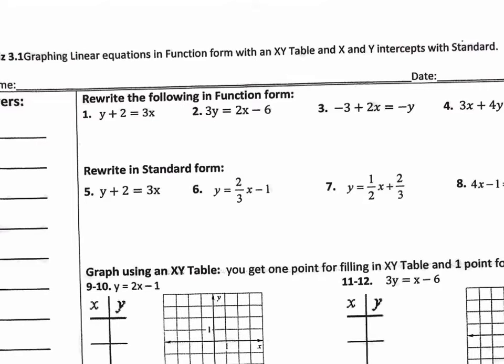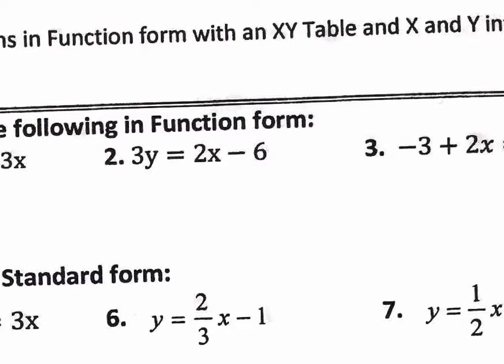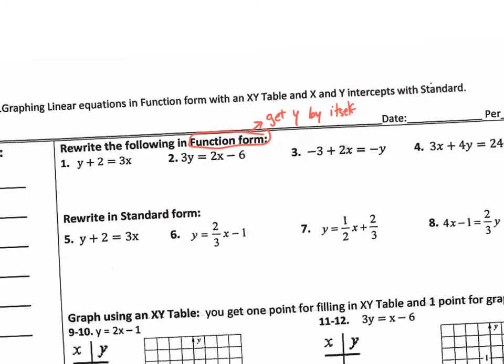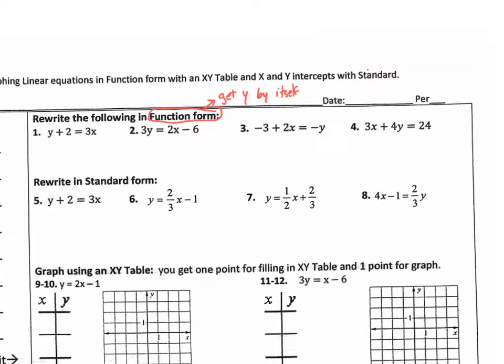On the first 4, it asks you to rewrite the following in function form. You need to know what function form means. What does it mean? That's right. It means get y by itself. So let's just pick one. 1, 2, 3, or 4. Pick one. Let's go for 4, the most challenging one.